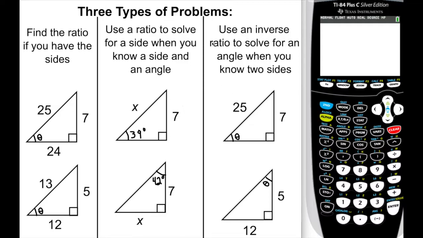On the other hand, there are two types of problems that deal with unknowns. In one problem, I know an angle and I know one side and I just need to find the other side. I need to use the given information to figure out which trig ratio I need and then set up an equation that lets me solve.